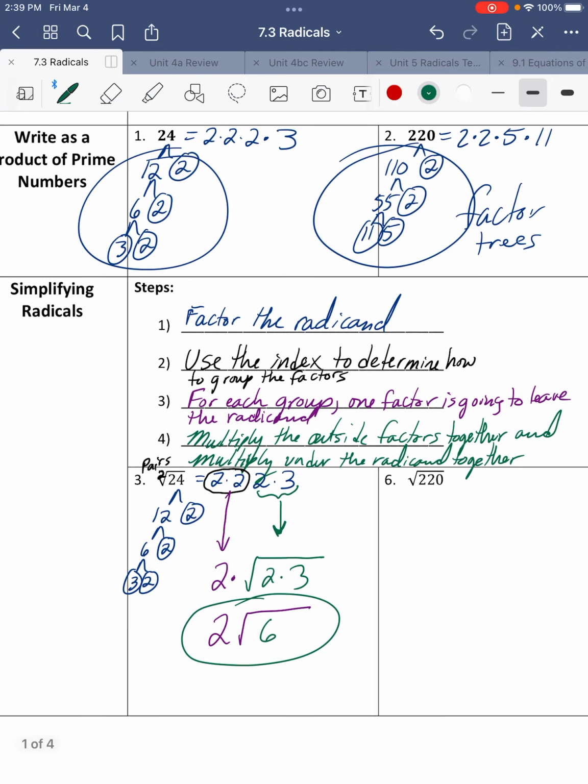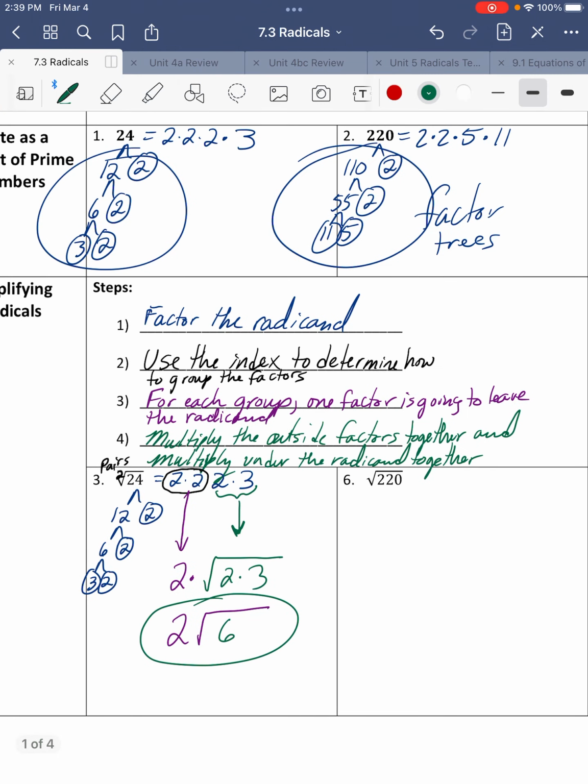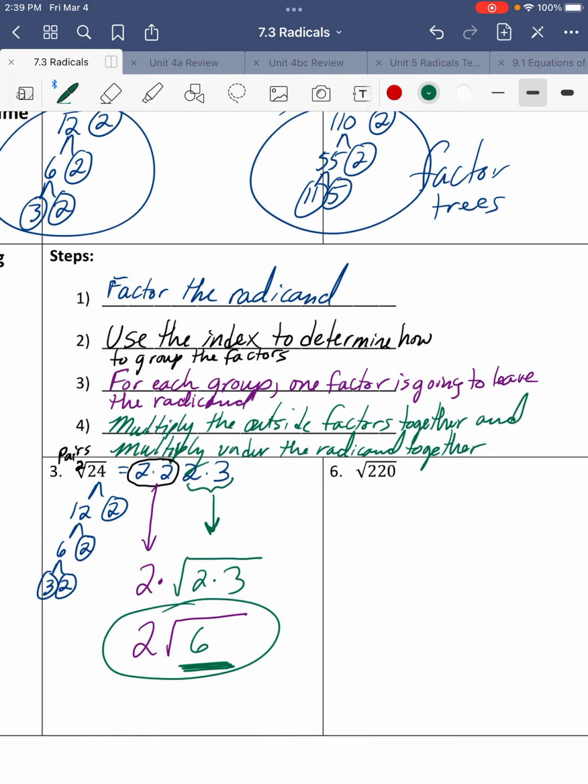Here's your final answer. It is simplified because the square root of 24, you see underneath the square root, it's a smaller number. So it is simplified.